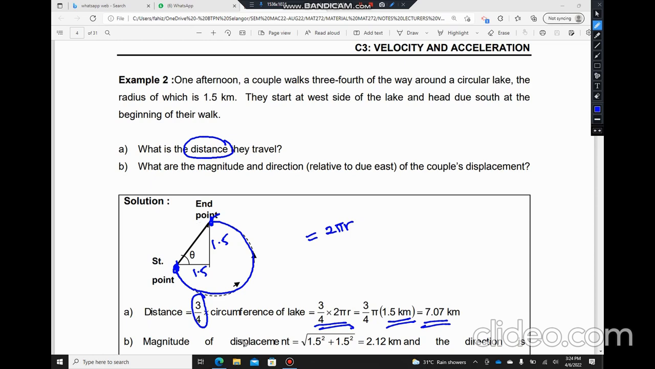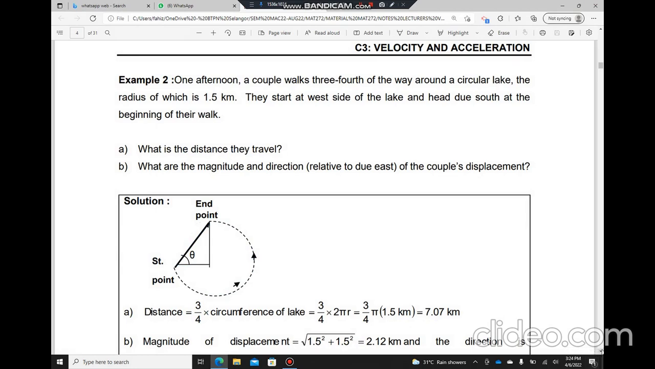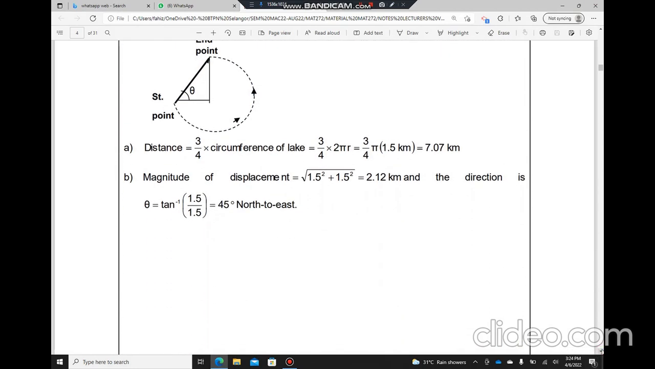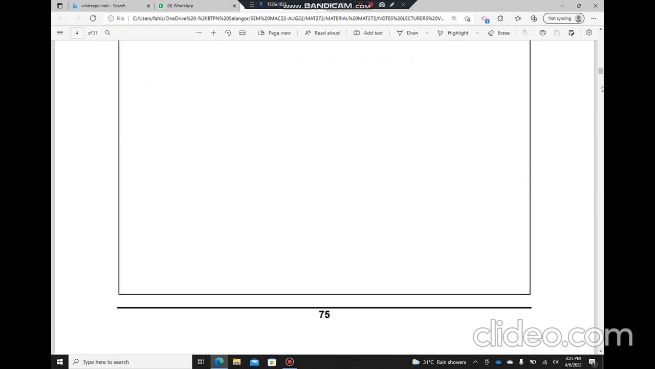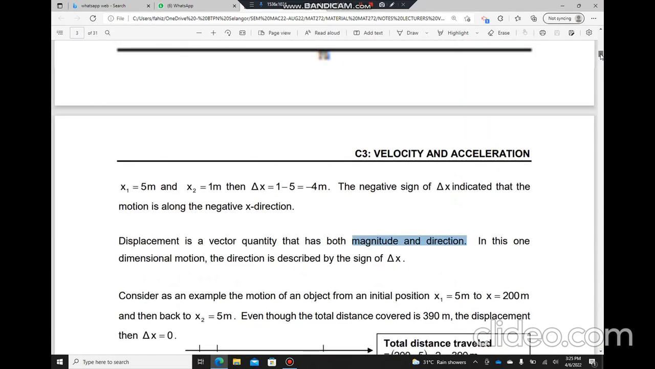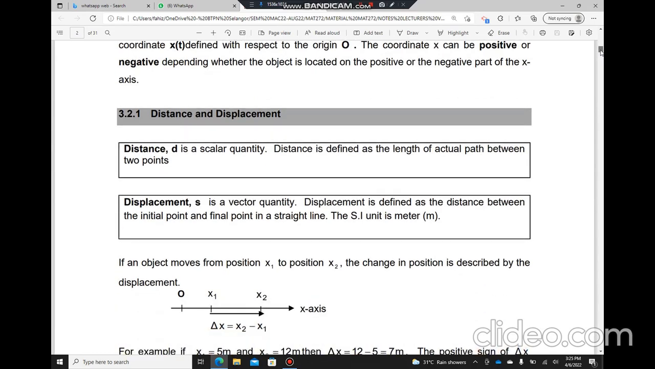Okay, then magnitude of displacement. Okay, magnitude yang ni lah. Yang ni displacement, biasa kita tandakan dengan S. Kalau distance, D. So displacement is 1.5 square plus 1.5 square and then we square root. You get 2.12 kilometer and the direction is guna formula tangent inverse 1.5 divided by 1.5. So it equals to 45 degree north to east. Okay, so that's all for subtopic distance and displacement.